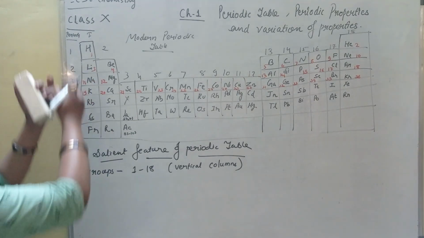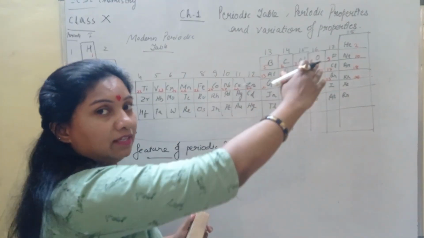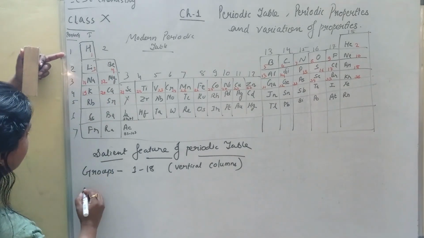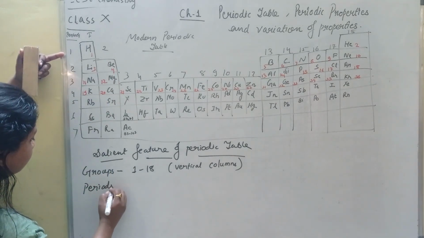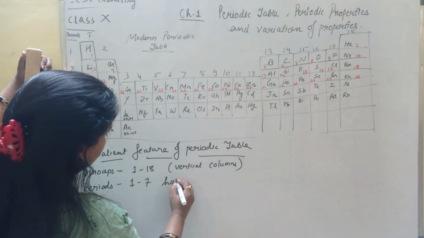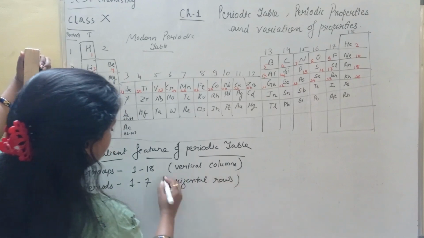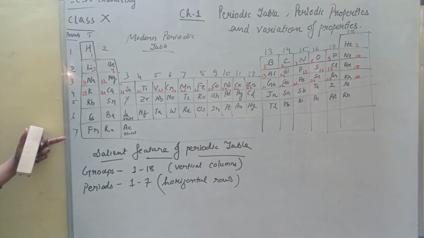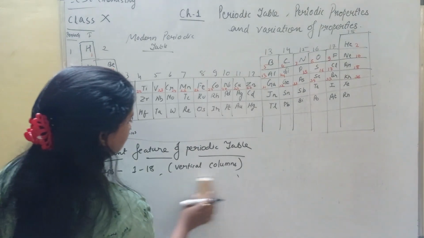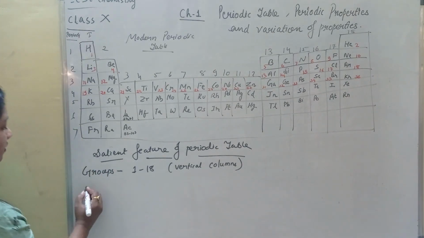So we call them the first group elements, second group, third, fourth, fifth, sixth, and so on till the 18th group elements. And these horizontal rows are called periods. How many are there? 1 to 7. They are called periods and they are horizontal rows. There are 7 periods in the modern periodic table and 18 groups. Now we will see one by one. First we will see groups. This is group 1.